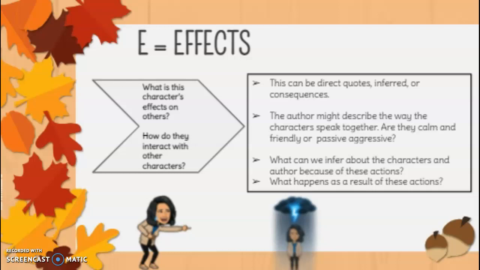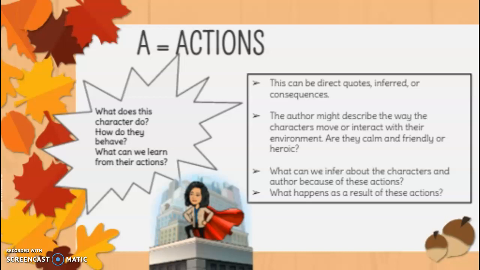Okay, now we're going to look at actions. Actions is directly what a character does in the moment. Effects is what happens because of an action. Okay, so how do they behave? What can we learn from their actions? This can be quotes, inferred, or consequences. The author might describe the way characters move and interact with their environment. Are they calm and friendly or heroic? What can we infer about the characters and author because of these actions?